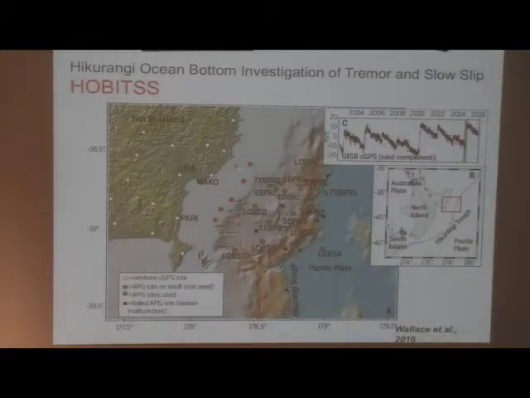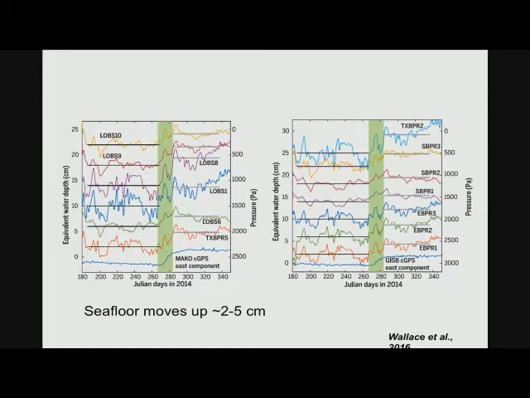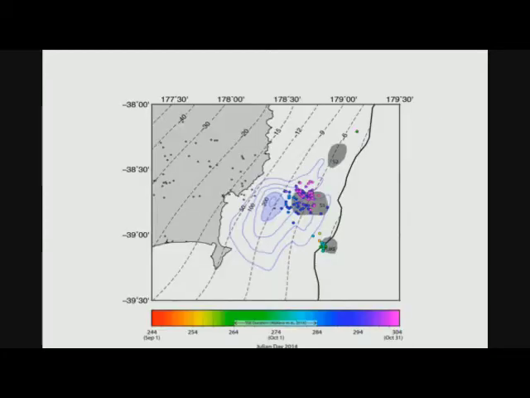So we have a lot of slow slip happening at the trench. I don't think it's locked. One other area that I've been involved in is a project, HOBITSS, the Hikurangi Ocean Bottom Investigation of Tremor and Slow Slip, where ocean bottom pressure sensors were deployed to capture a regular one of the slow slip events that happened. We were hoping to capture this event in 2014. We put the instruments out before, and in fact we did. So this is some ocean bottom pressure data. You correct it for oceanographic effects, and you can invert that data for slip.